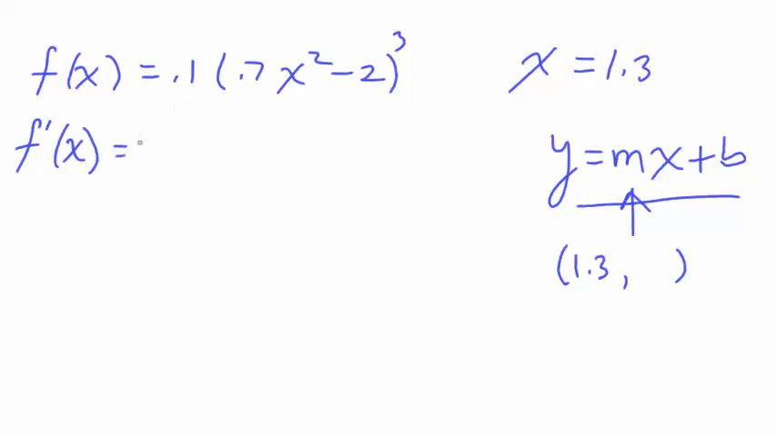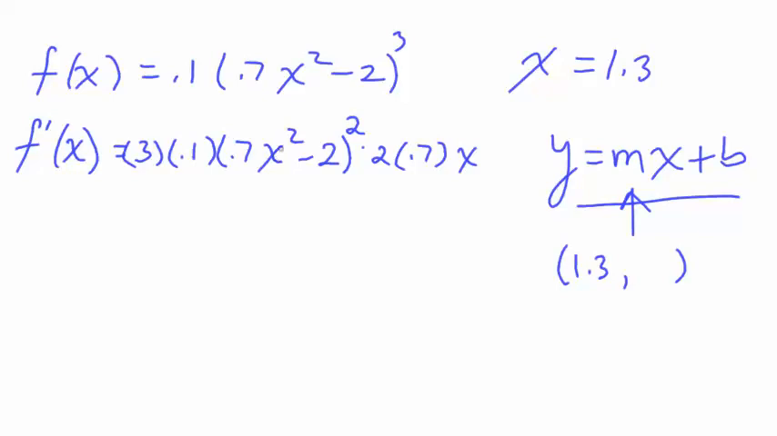So take the 3, bring it out front. We'll put parentheses around that, and around the 0.1. Rewrite 0.7 x squared minus 2. We always write what's in parentheses. Subtract 1 from the exponent, and then take the derivative of the inside and bring it out. So the derivative of this is going to be 2 times 0.7 and then x, because the derivative of x squared, you just bring the 2 out front, and then we'll rewrite the x. That's simple enough. That's the derivative. And now we'll go ahead and find m since we're on a roll.